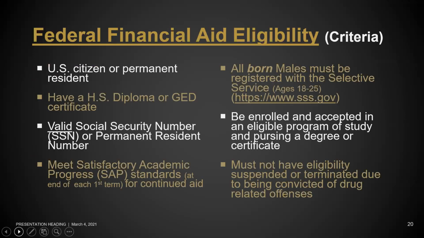So in order to receive federal student aid, there's certain criteria that has to be met. The student, not the parent, but the student, has to be a U.S. citizen or permanent resident, have a high school diploma or a GED, have a valid Social Security number or permanent resident number, and must meet satisfactory academic progress. That would be after the student has started college. At the end of each semester, their grades are looked at and evaluated. So there's 3 standards that the student has to meet at the end of each semester to continue to be eligible to receive federal student aid.